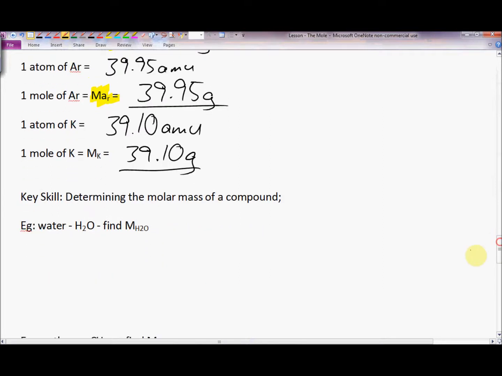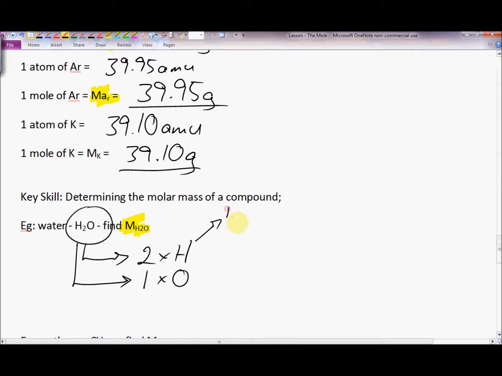Okay, here is a key skill that you're going to need to know how to use, determining the molar mass of a compound. So for water, for example, we're going to find the molar mass of water. We've already talked about how to find the molar mass of a single element. Now, water is made up of 2 hydrogens, and it's also made up of 1 oxygen. If we use the periodic table, we can find the molar mass of hydrogen. Each hydrogen is going to have a mass of 1.01 grams per mole, and each oxygen is going to have a mass of 16.00 grams per mole.